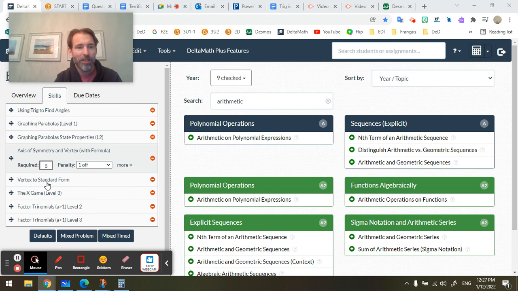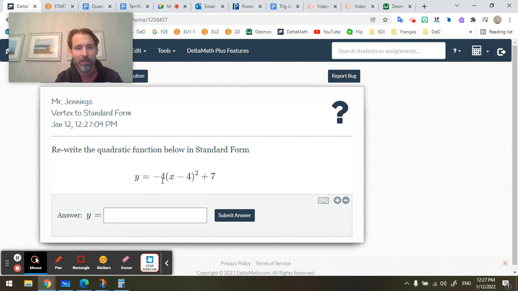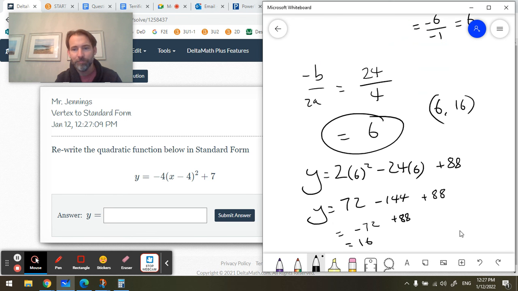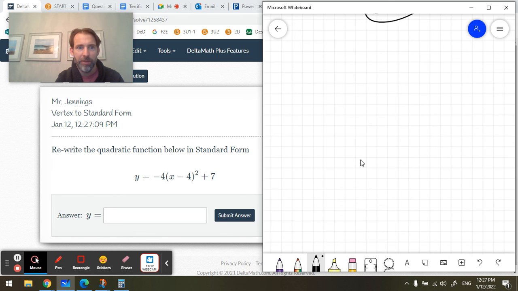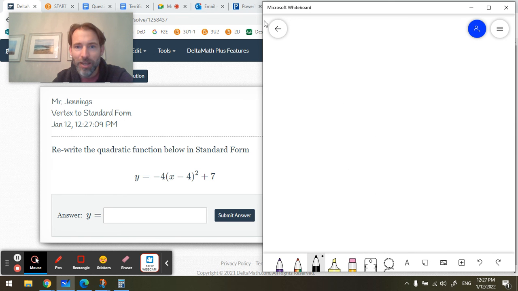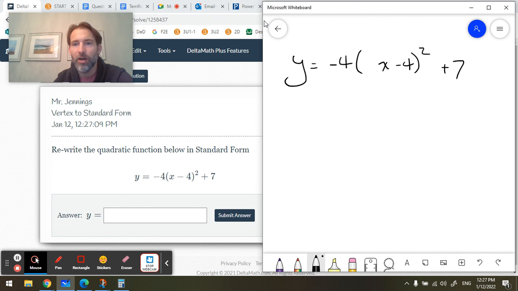Next, vertex to standard form. I want you to get some practice, again, expanding these to standard form. So the way you do that is you just use BEDMAS. Okay? You say y is equal to negative 4 multiplied by x minus 4 squared plus 7. So, do brackets first because BEDMAS. Can't do it because x minus 4 is x minus 4. Can't simplify anymore.